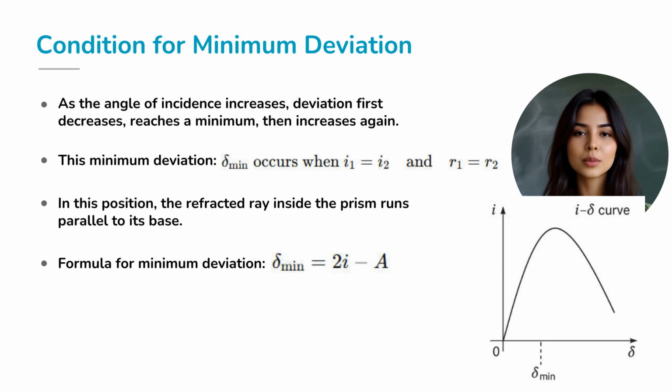The formula for minimum deviation is delta minimum equals 2 times I minus capital A, where A is the angle of the prism. On the graph here, you can see the I delta curve. Notice how the deviation decreases, reaches delta minimum, and then increases again.